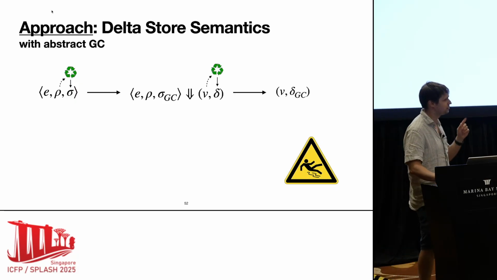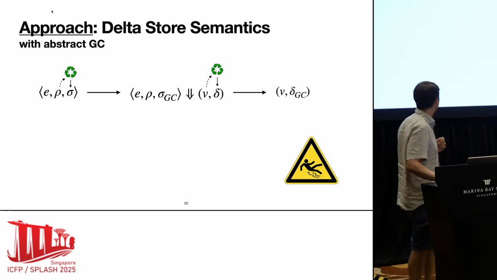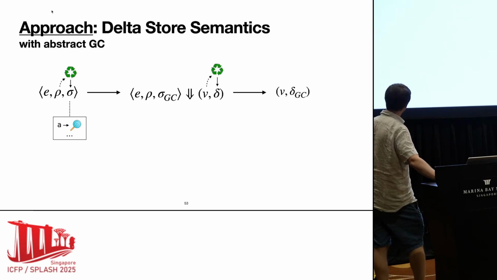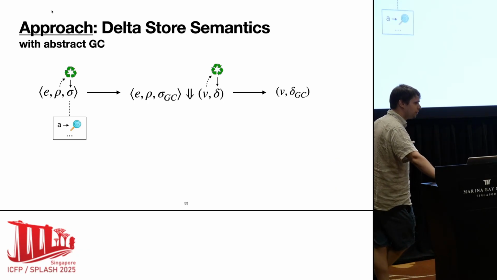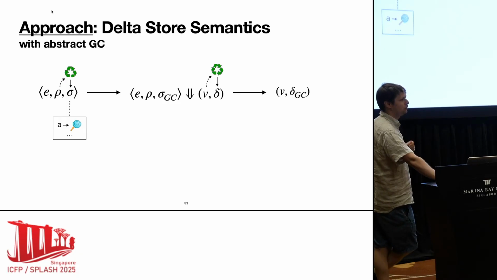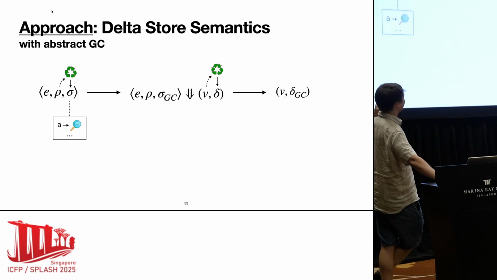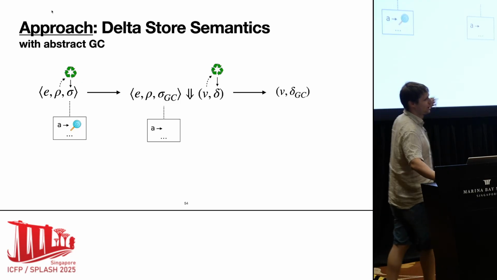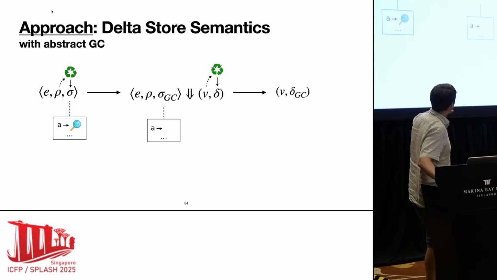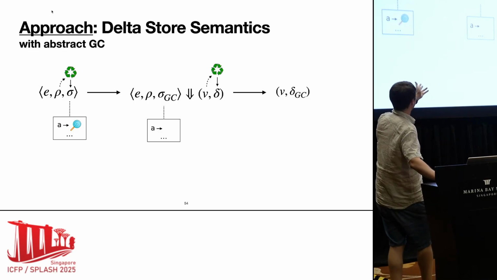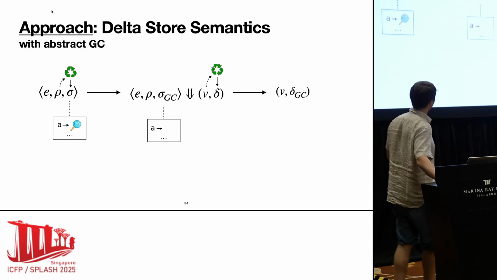Unfortunately, though, there is one situation where we have to be a bit careful, and that's the following. Let's say that in our original store, we had some address A that was bound to a value. I'm going to use a blue lollipop to represent that value here. And let's say that in the garbage collection, that value got garbage collected. So A is bound to nothing in the Sigma GC store.